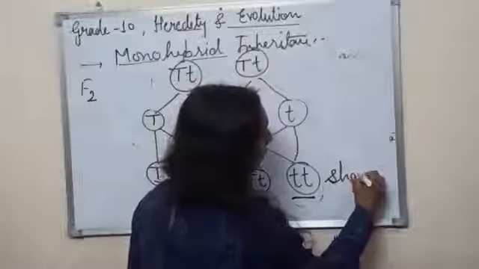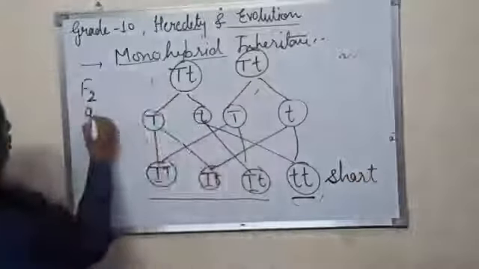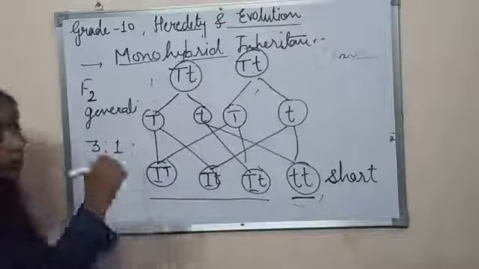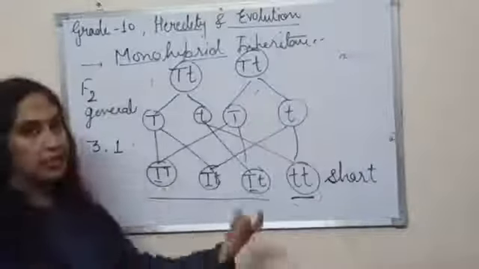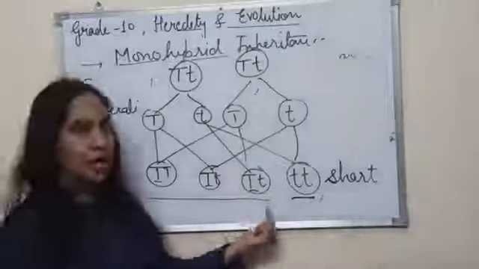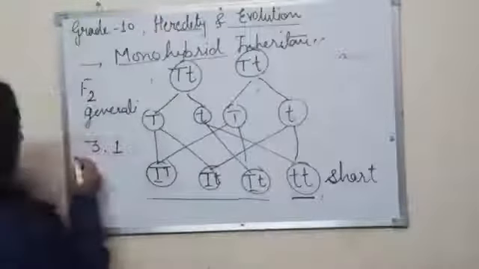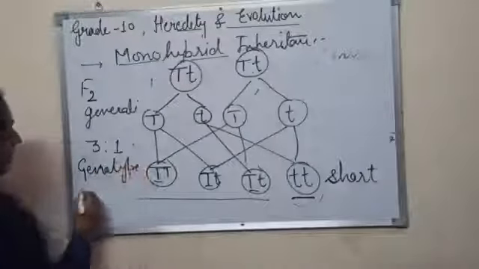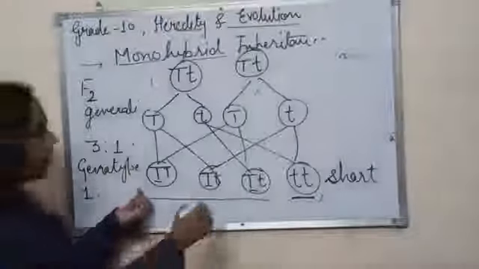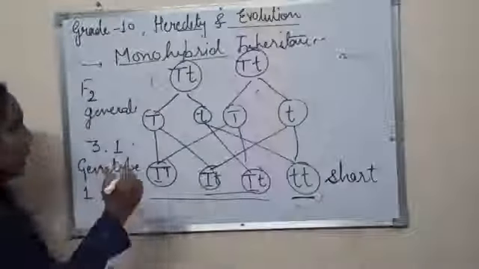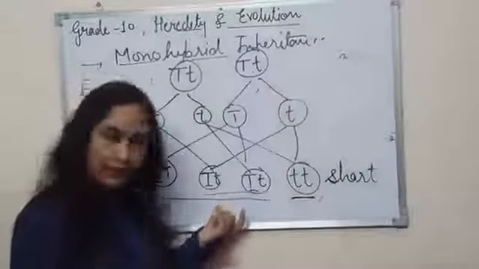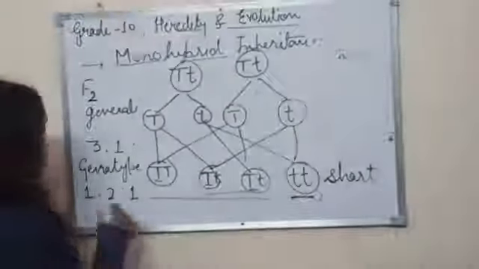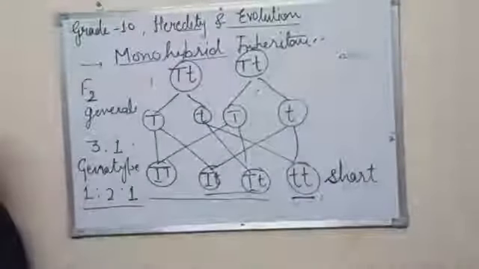If we calculate the ratio in the F2 generation, we can clearly see that the ratio of the phenotype, the physical appearance, is 3:1, where 3 are tall plants and 1 is a short plant. But at the same time, if we talk about their genotype, 1 is the pure tall plant, 2 are the ones which are tall with a dominant capital T allele, and 1 is a completely short plant. So the genotypic ratio comes as 1:2:1.